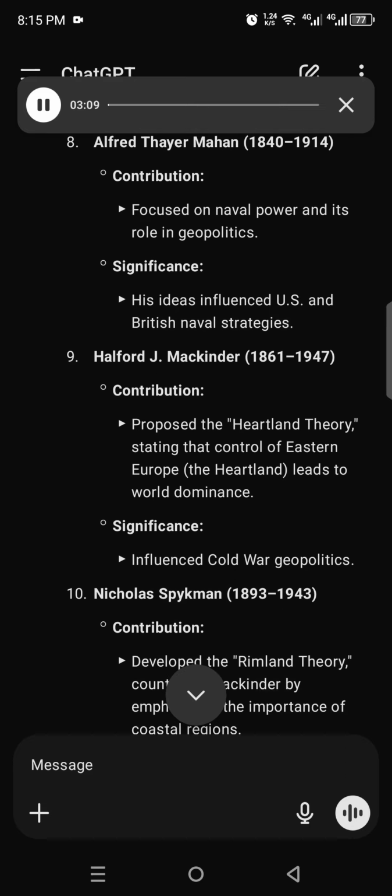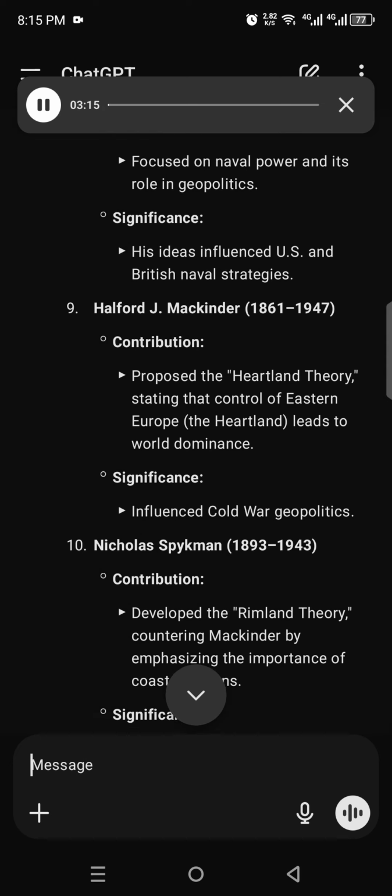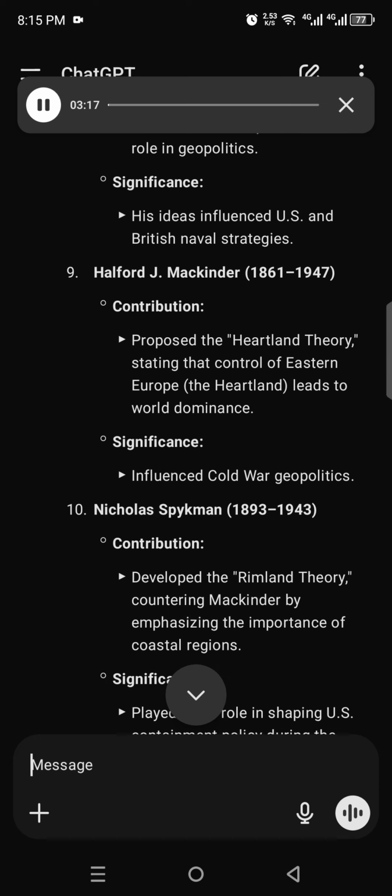9. Halford J. Mackinder, 1861 to 1947. Contribution: proposed the Heartland theory, stating that control of Eastern Europe, the Heartland, leads to world dominance. Significance: influenced Cold War geopolitics. 10. Nicholas Spykman, 1893 to 1943. Contribution: developed the Rimland theory, countering Mackinder by emphasizing the importance of coastal regions. Significance: played a key role in shaping U.S. containment policy during the Cold War.